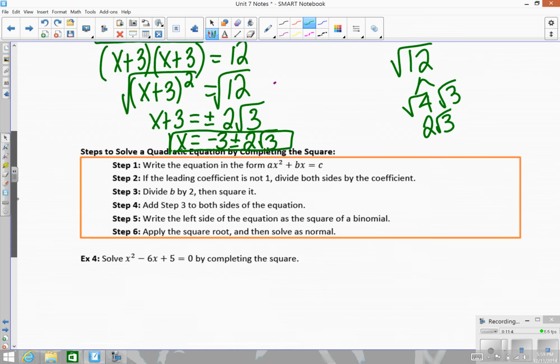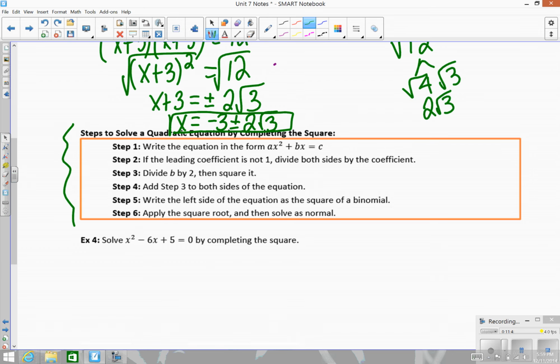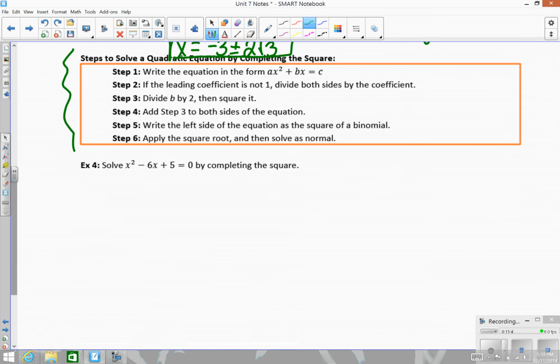So this next example, this is just like a summary here of the steps. But the next example here, we can factor this because you could do add, multiply: add to negative 6, multiply to 5. You could do x minus 1, x minus 5 would work. However, I want to do this by completing the square. So what I'm going to do is force this to become some quantity squared equals a number. So you always have to bring the number over.